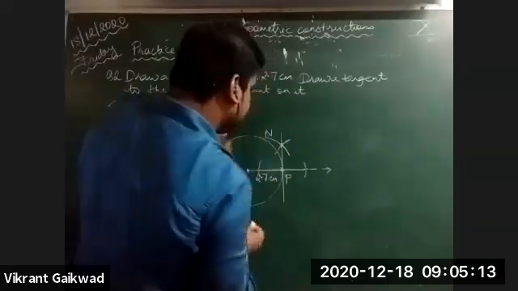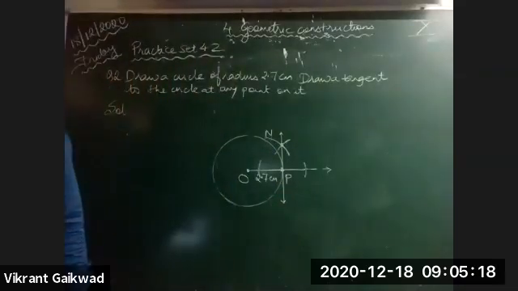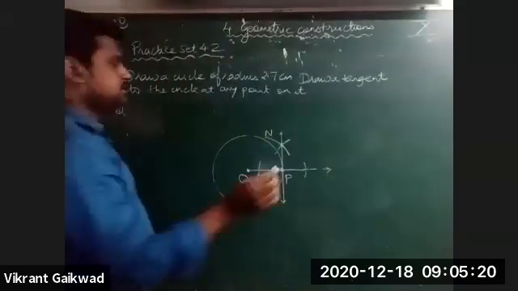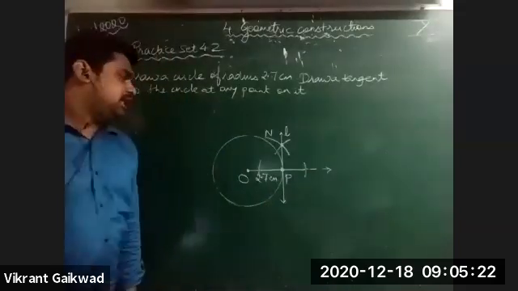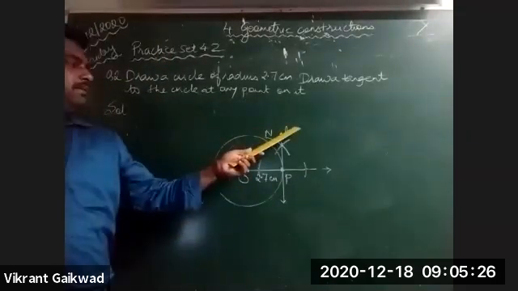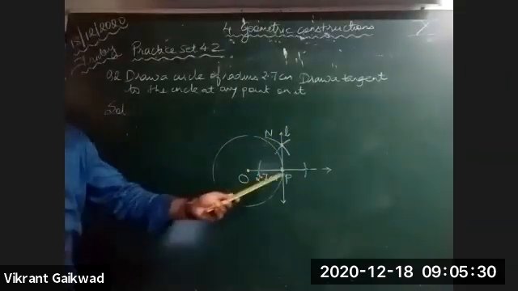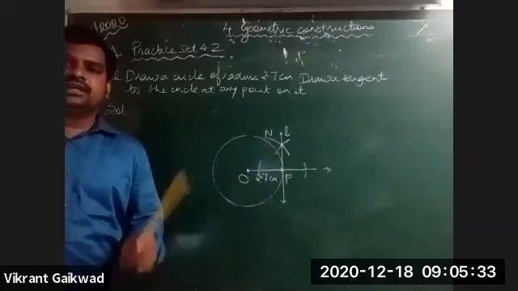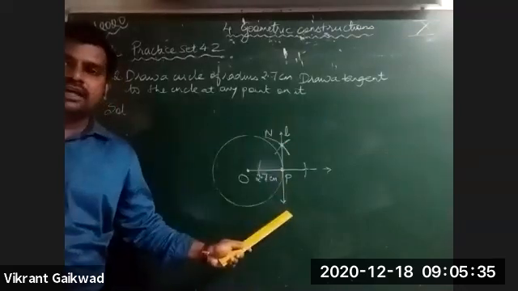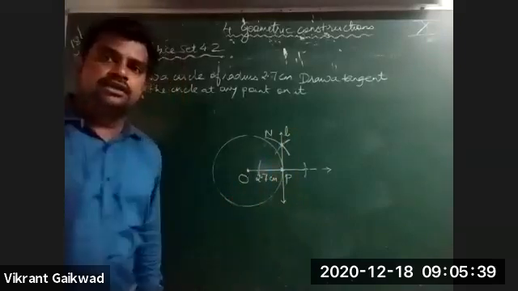Whatever line you get, that line is the tangent. Say for example, line L. So now what you have got is line L tangent to the circle with center O at point P. The reason behind drawing the perpendicular is that the radius and the tangent are perpendicular to each other.